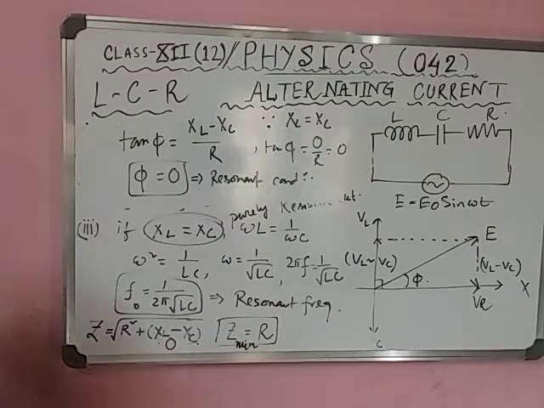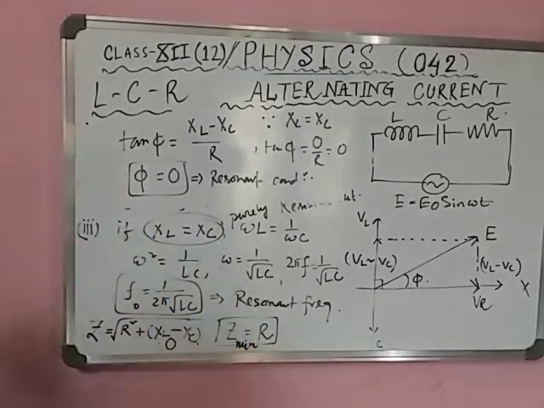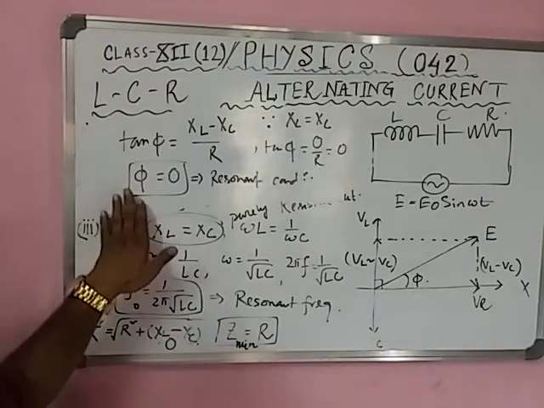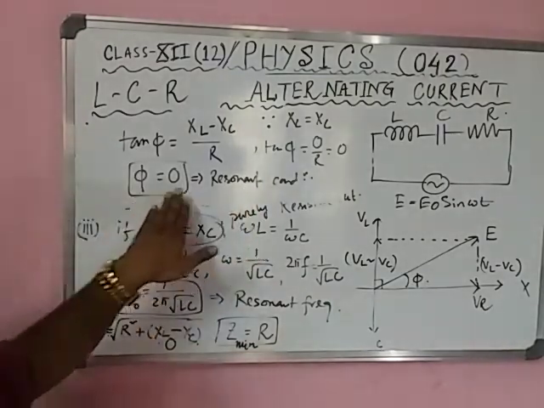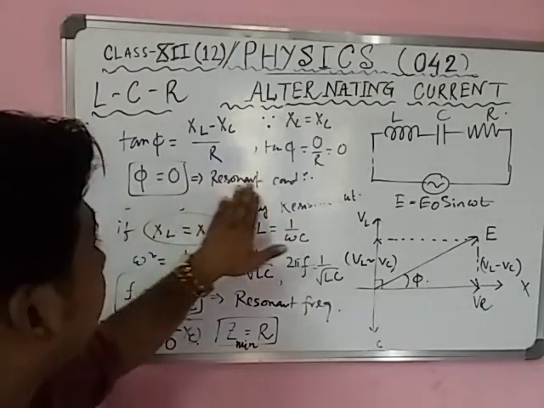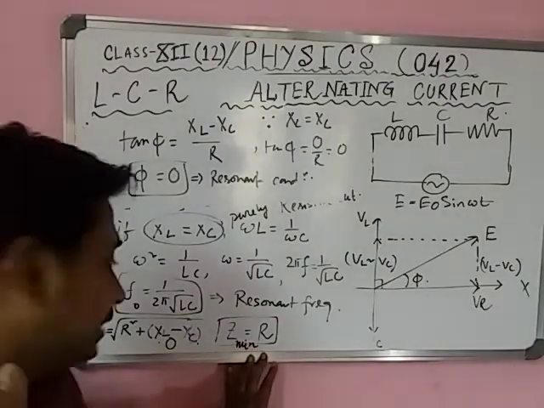I think all of you understood. So you know, for inductive, phi will be positive; for capacitive, phi will be negative; and for the resonant condition, phi equal to 0. Remember, for the resonant condition phi equal to 0. Say with me, for the resonant condition phi equal to 0. And Z equal to R. Remember, Z equal to R.